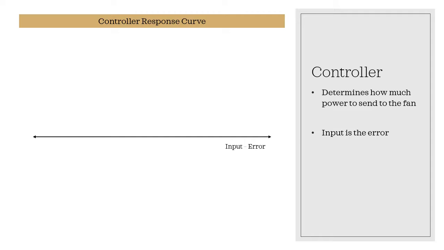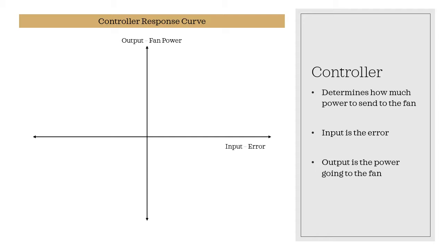Input is error, which is the distance between the height we want it to be and the height that it is. What we want it to be minus what it is, our error. The output is going to be fan power, or how much power we send to the fan. We'll put that as the y-axis because that is dependent on our input, so the dependent variable goes on the y-axis.